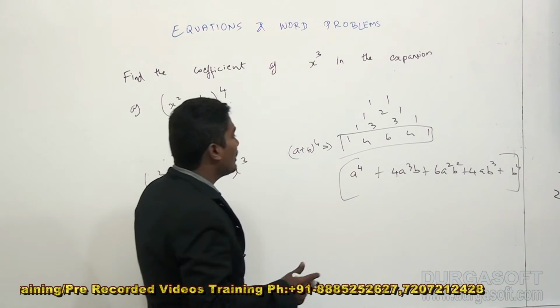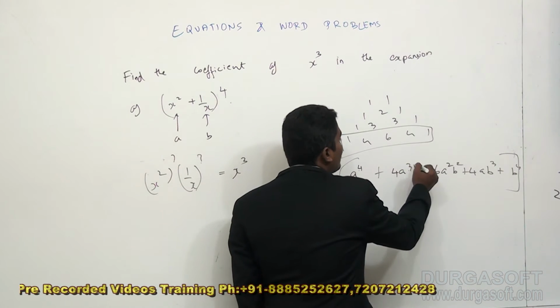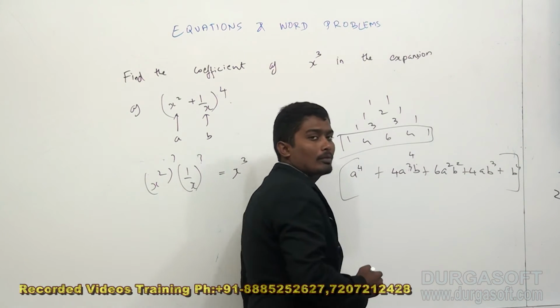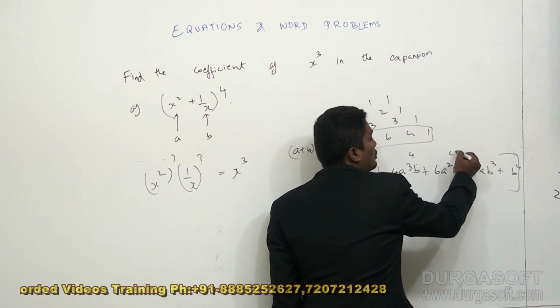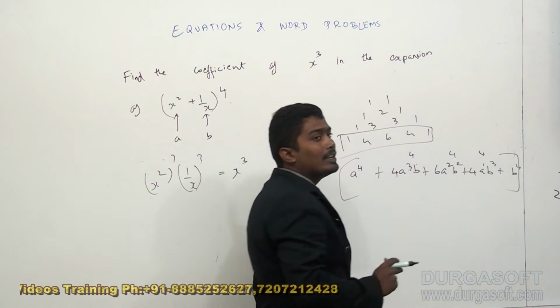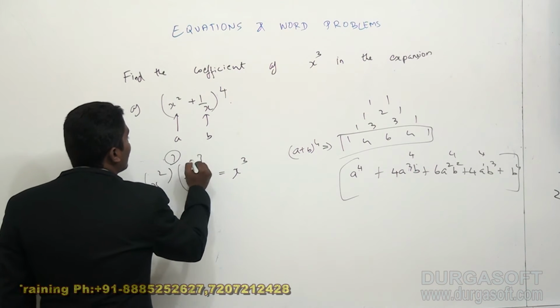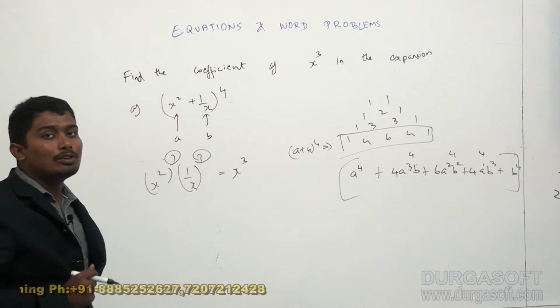If you observe here, the power of a is 4. The power of a is 3, b is 1, so 3 plus 1 is 4. Power of a is 2, b is 2, 2 plus 2 is 4. A power 1, b cube, 1 plus 3 is 4. So this way, if you add the powers of a and b, the sum will always be equal to 4.